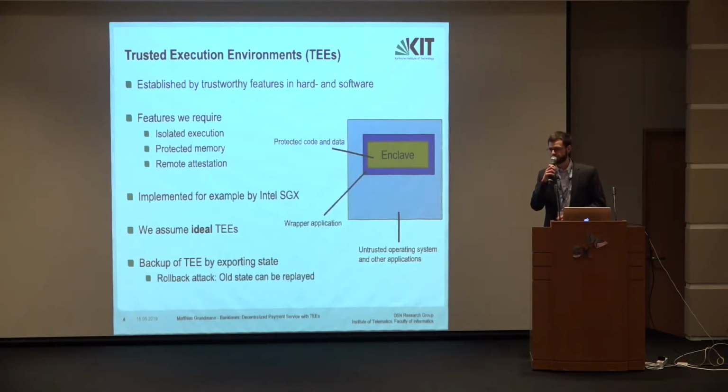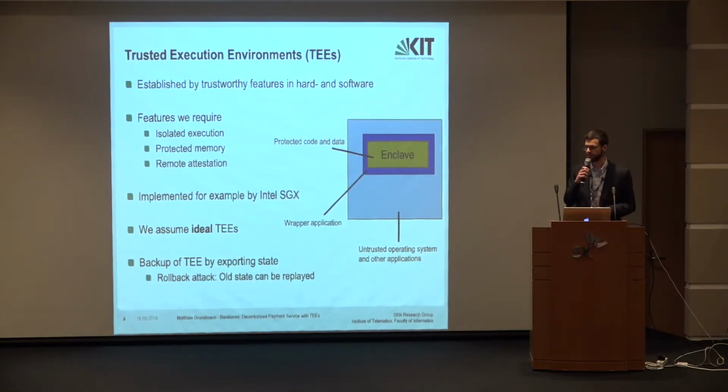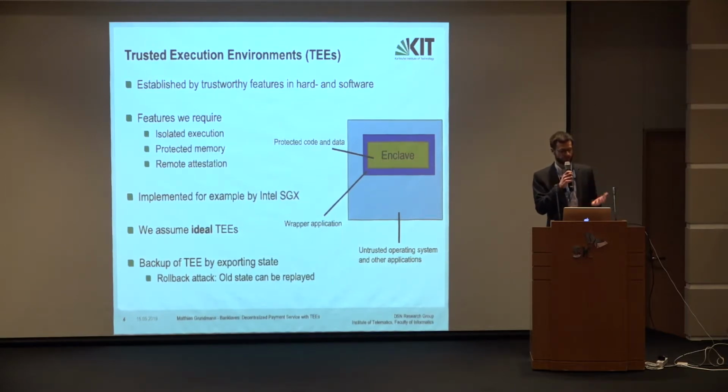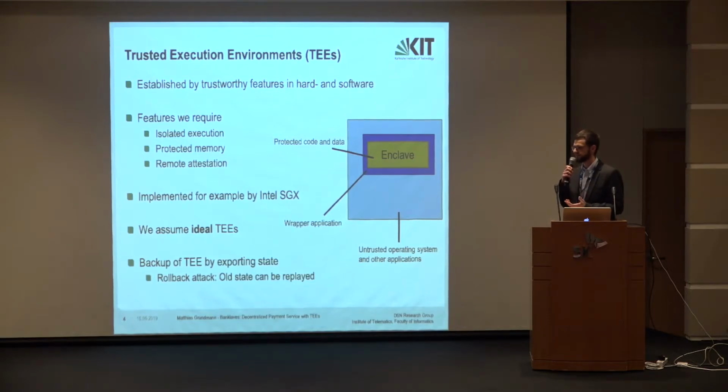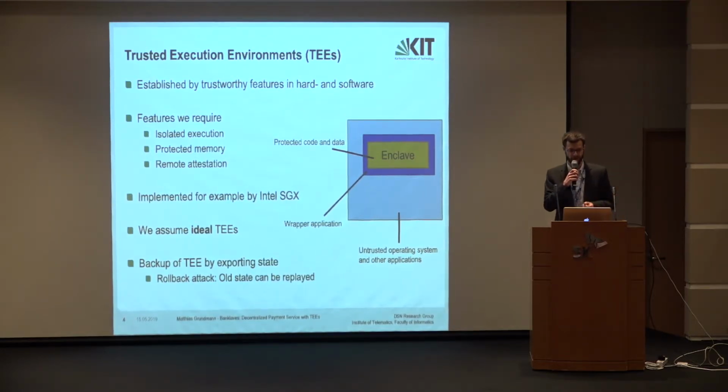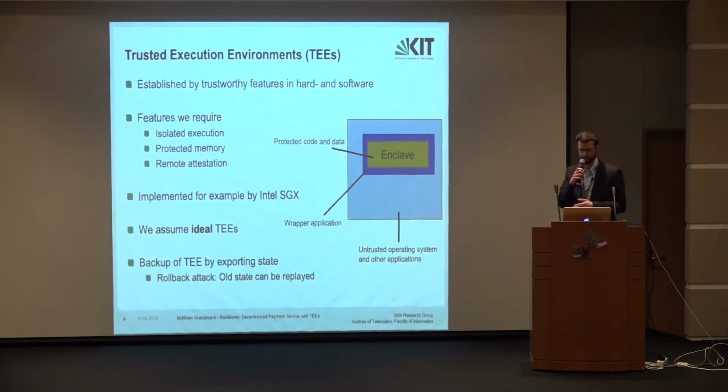And what we use are trusted execution environments, TEEs for short. Those are established by trustworthy features in hardware and software. And the features we require are isolated execution, meaning that the code is run inside an enclave, which is a protected area inside the CPU. And neither another application nor the operating system has access to the code run in this enclave. So we also have protected memory, which means the data that is processed inside the enclave is also protected from the operating system.